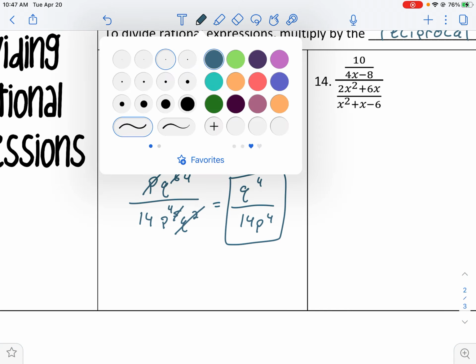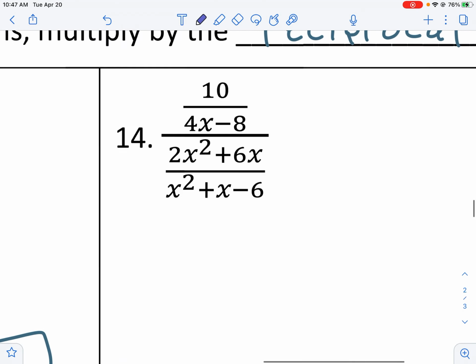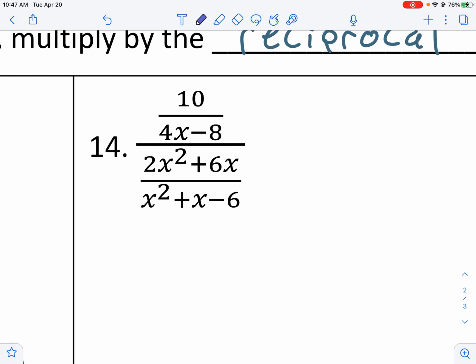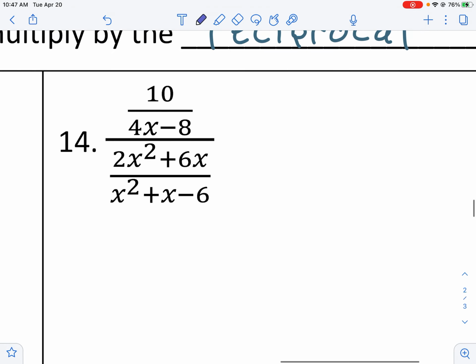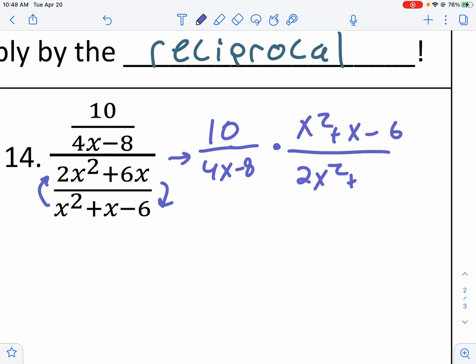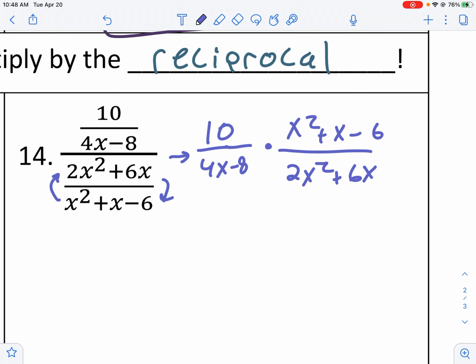And then our last one, I know it looks wild because we're putting a crazy fraction divided by a crazy fraction, but it's just the same as the last one. So go right here, and we're going to rewrite it. 10 over 4x minus 8, because that's the top rational expression, and then that's getting multiplied by, and then we'll swap these. So this is x squared plus x minus 6 over 2x squared plus 6x, swapping the top and bottom. And then now we can do our factoring.